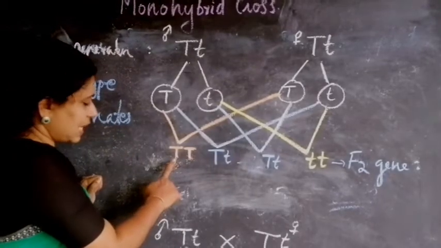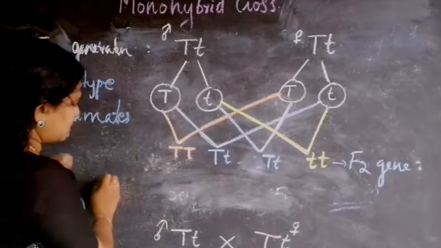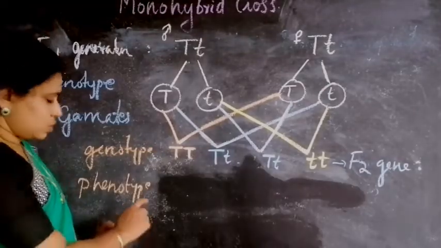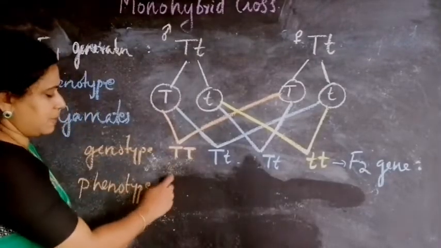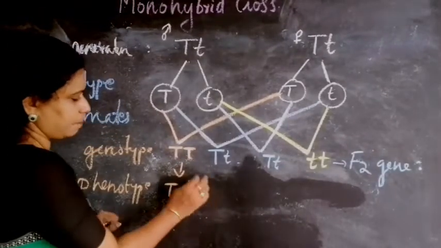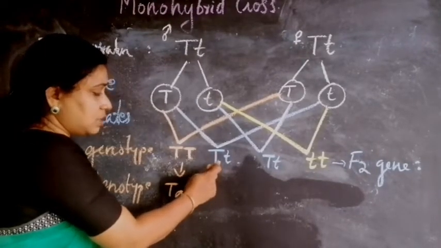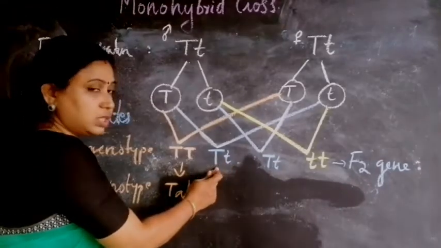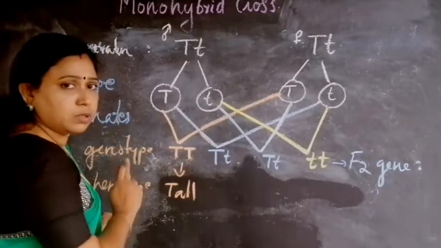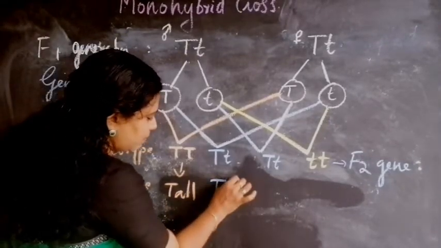The first one has the combination of two dominant genes. So this is the genotype. Now let us write the phenotype of this plant. This can be written as a tall plant. Now, what is this combination? The genes are capital T and small t. Both the genes of tallness and dwarfness are there. But as the capital T is there, it dominates the dwarfness. So that also will be a tall plant.